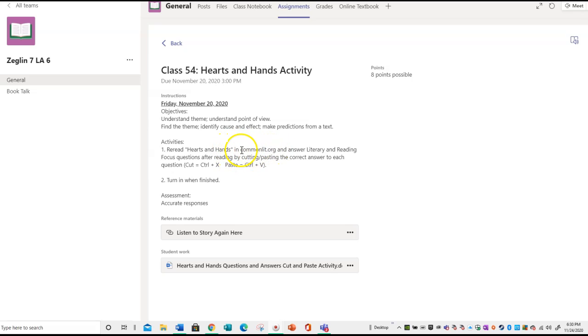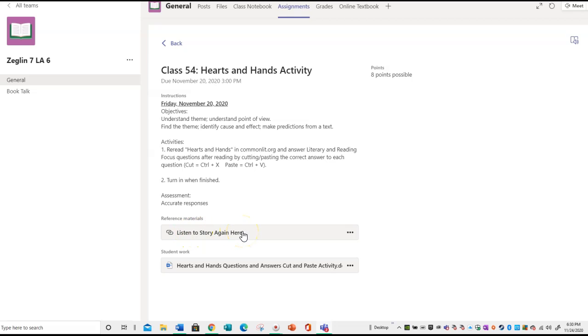Okay, we all have our CommonLit account, so you could copy and paste that if you needed to, or type it into your browser, and then answer the literary and reading focus questions after you cut and paste them. Here are even instructions. You guys really need to read the directions. It's even telling you how to do that. If you highlight and then hit Control X and then paste with Control V, it's going to be so much easier to do this. And we've put the link here.